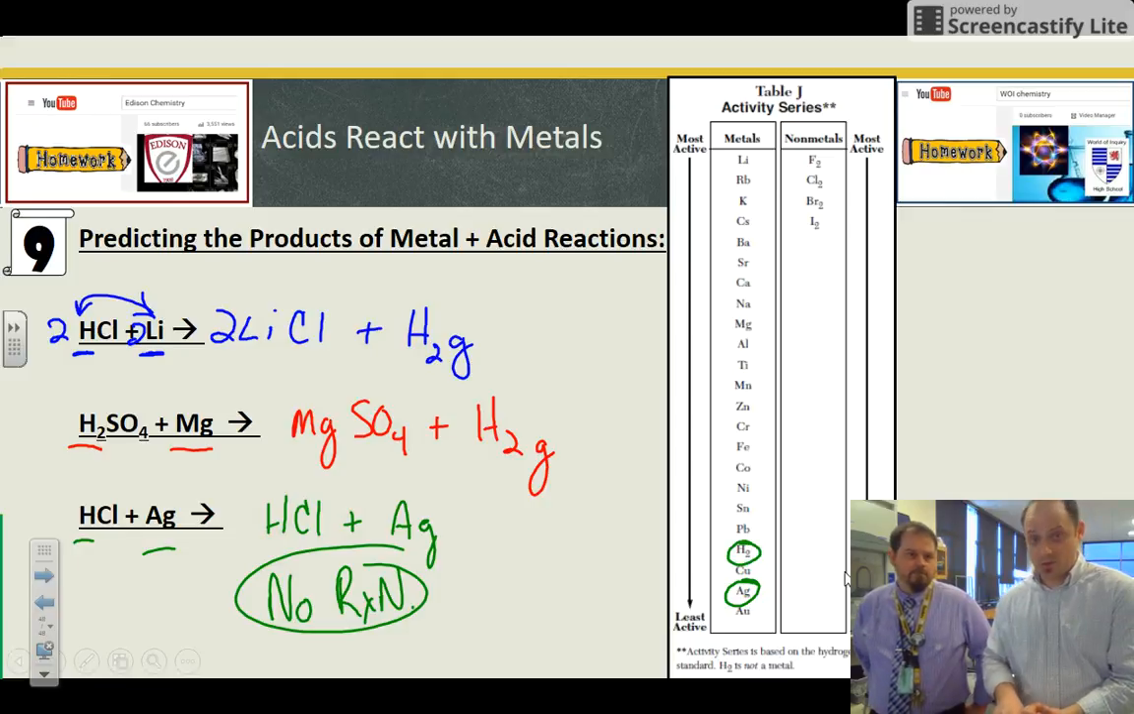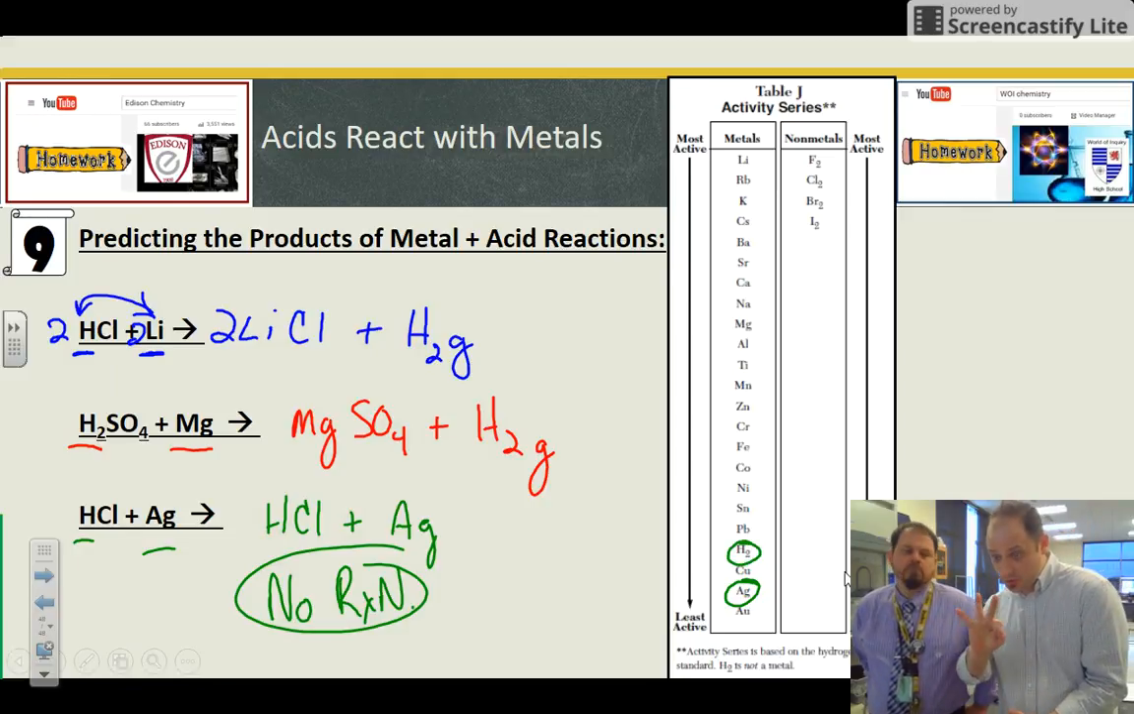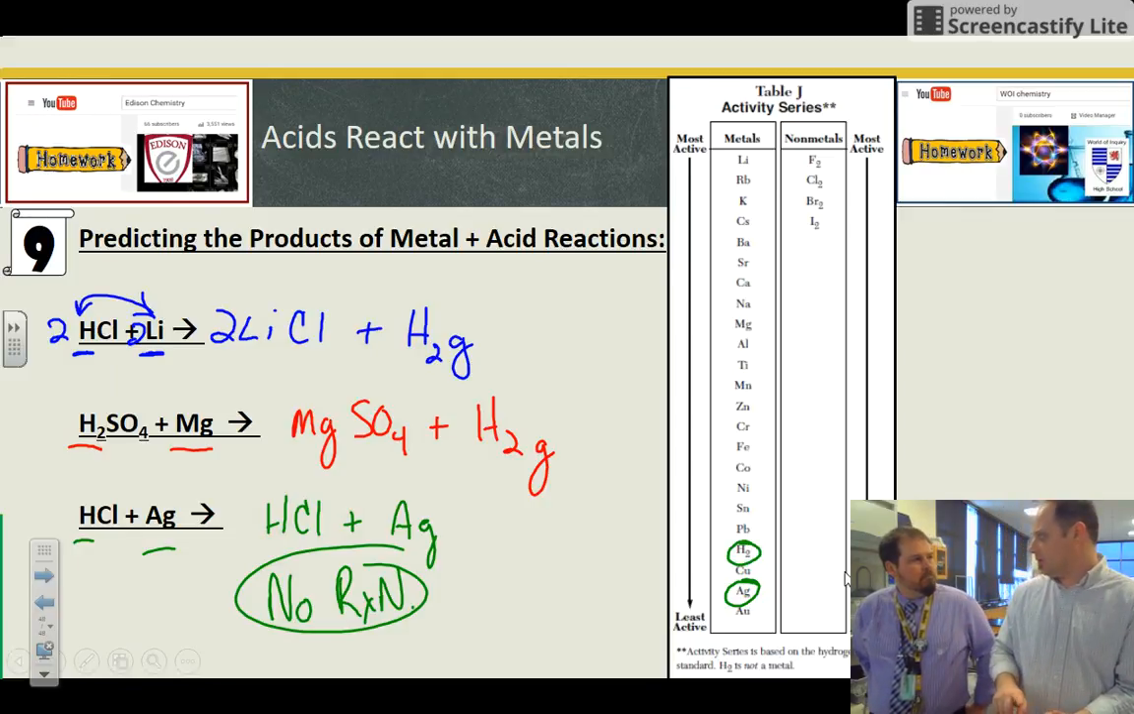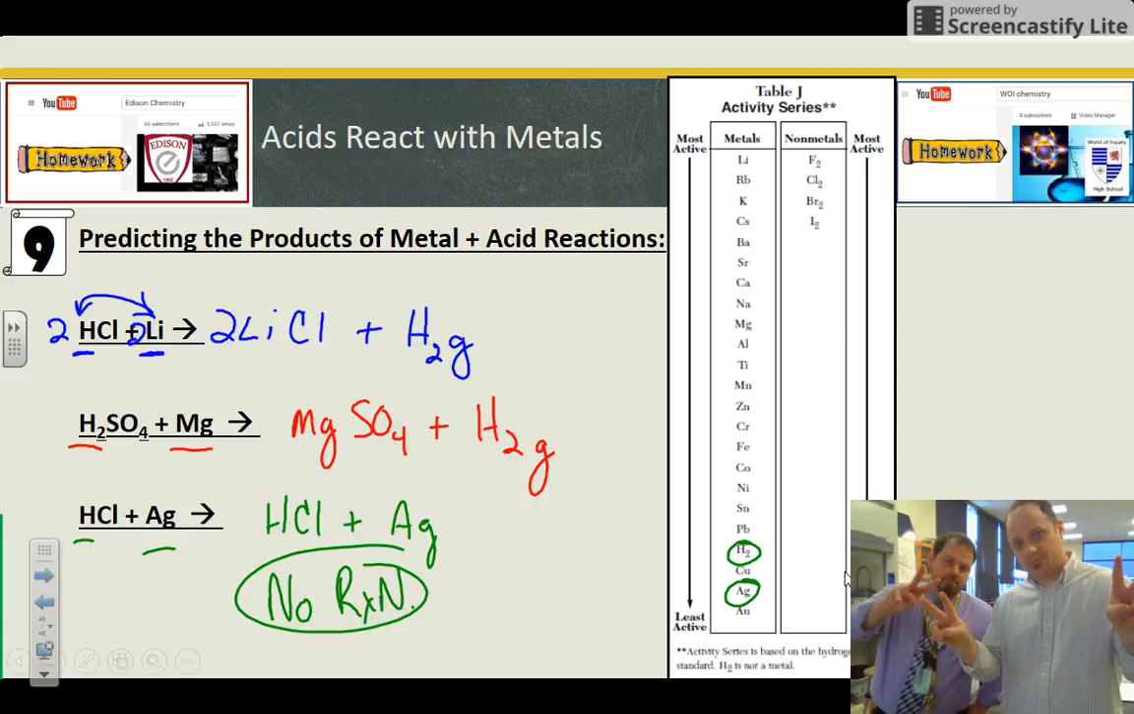The honest answer is most of them will react except for those 3. Copper, silver, gold. And then in other units, we're going to use this for a different technique. But that's it. That's it. Acids react with metals. And we are done.